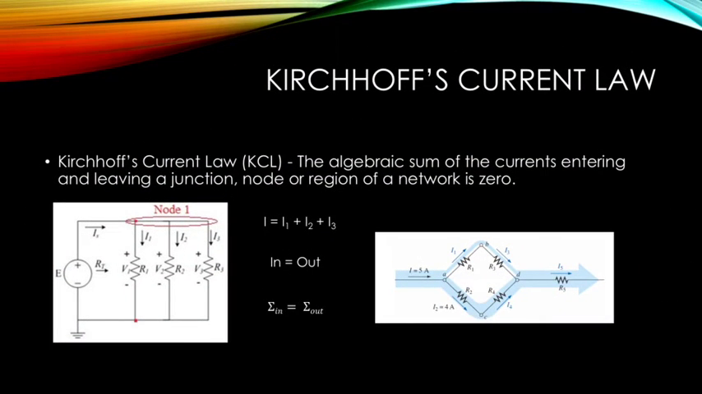Kirchhoff's current law states that the algebraic sum of the currents entering and leaving a junction, node, or region of a network is zero. This means that the current flowing in is equal to the current flowing out.